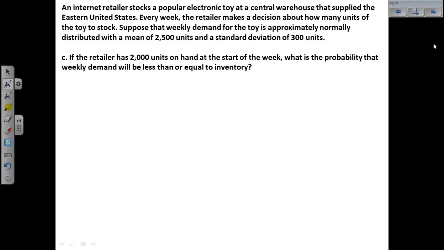So now we're looking to see how likely it is that weekly demand will be less than or equal to the inventory. In this case, we already know that the Z-score for 2,000, which we just calculated, is negative 1.67.